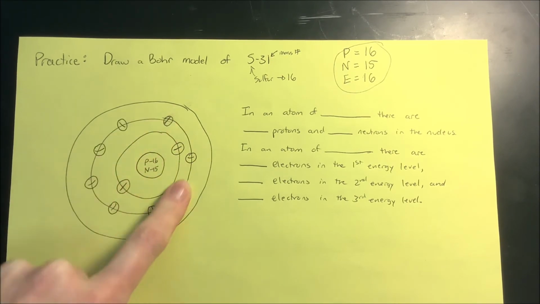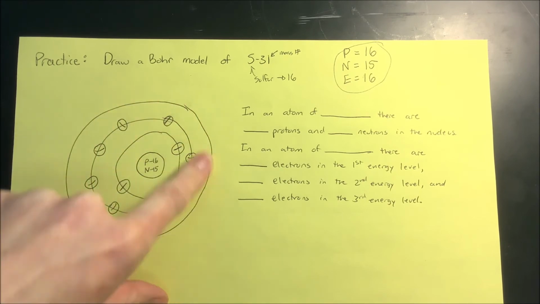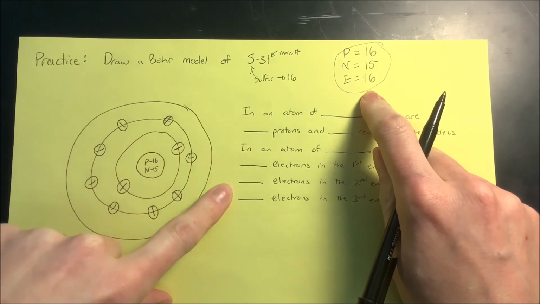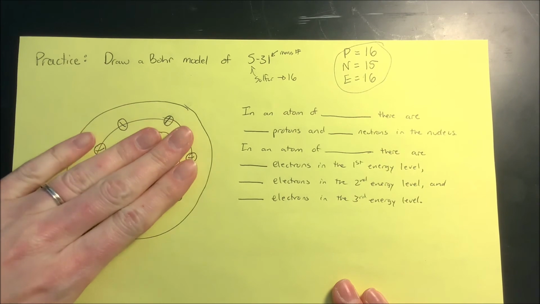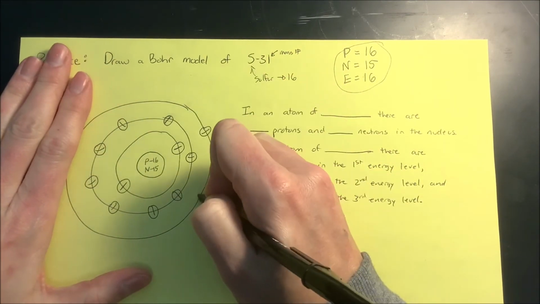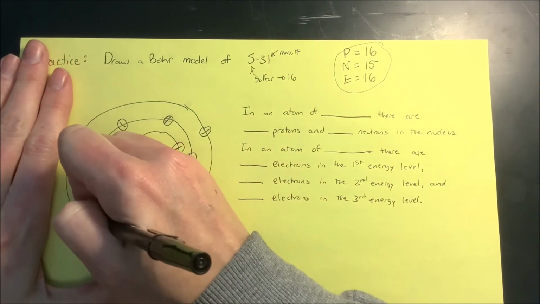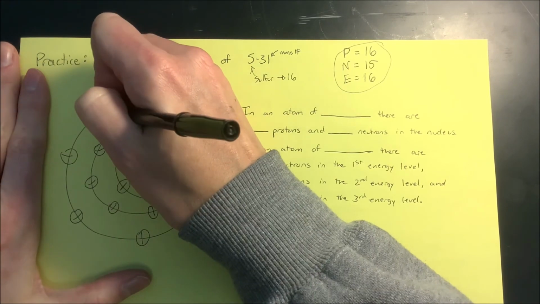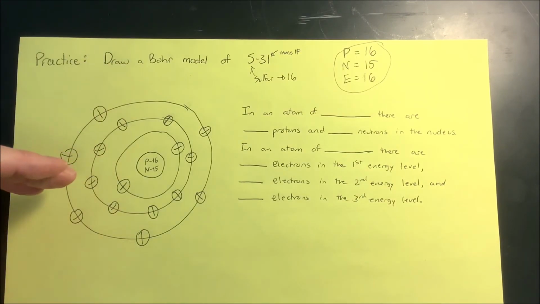2 in this one, 8 in the next one. I can hold 18 in the next, but that's more electrons than I need. So I'm going to stop when I get to 16. So this is 10, 11, 12, 13, 14, 15, 16. So that is my Bohr model of a sulfur 31 atom.